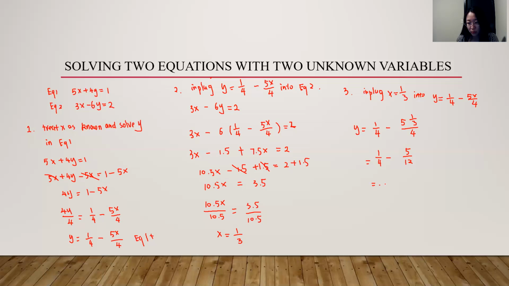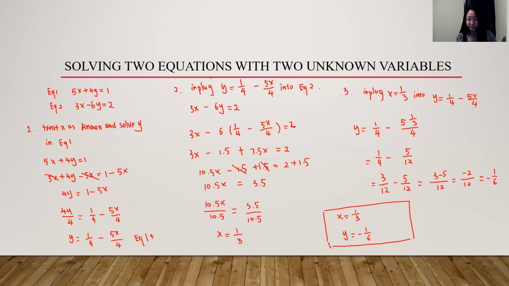So 1/4 we can represent as 3/12. So this equals 3 minus 5 divided by 12, which is negative 2/12. So we can simplify it as negative 1/6. So the solution for this system is x equals 1/3 and y equals negative 1/6.